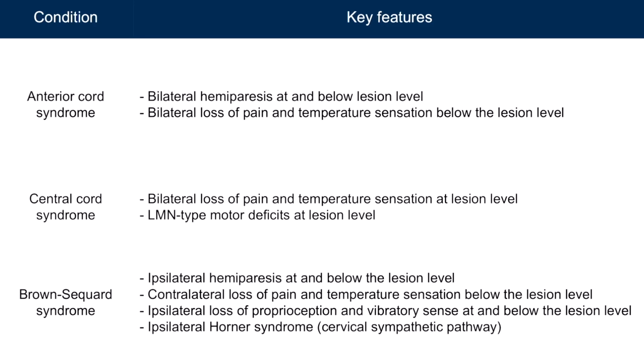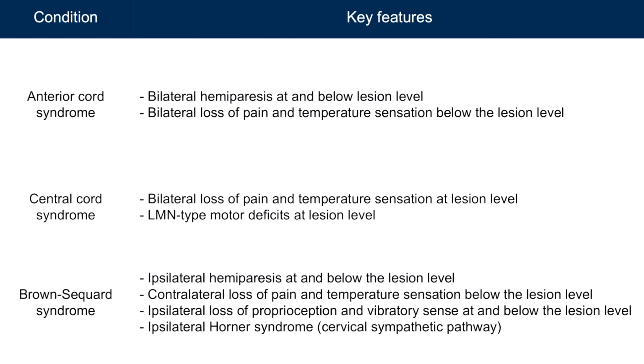The patient having central cord syndrome presents with bilateral loss of pain and temperature sensation at the lesion level due to injury of anterior white commissure of spinothalamic fibers. Also, motor deficits of LMN-type at the level of lesion result from injury of anterior horn cells. Finally, we have Brown-Séquard syndrome. This is caused by hemisection of the spinal cord.